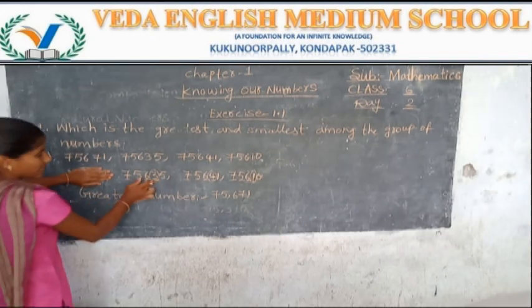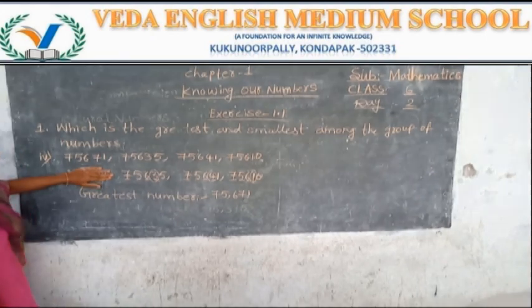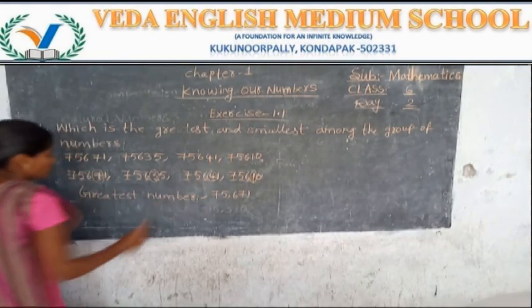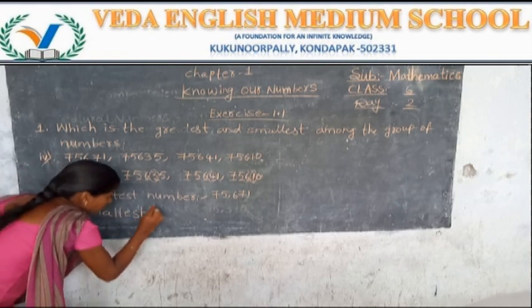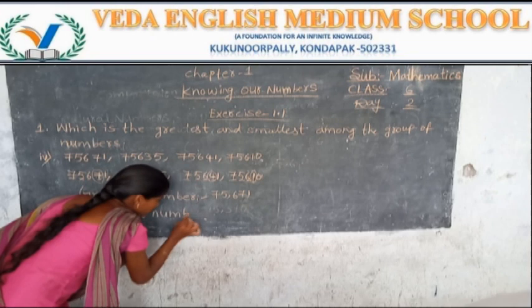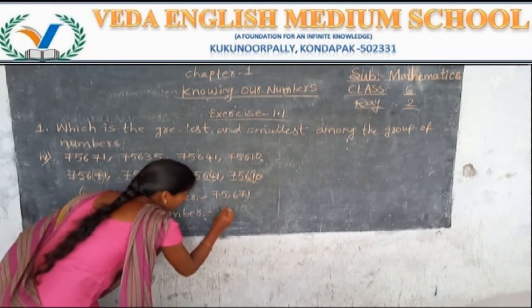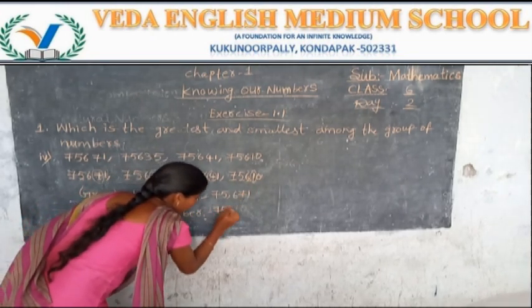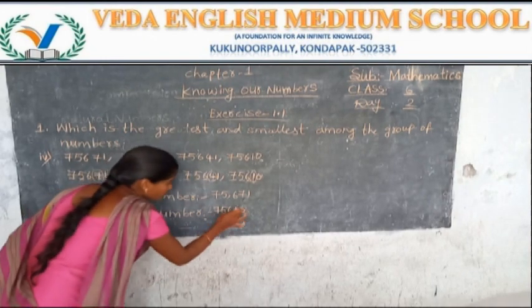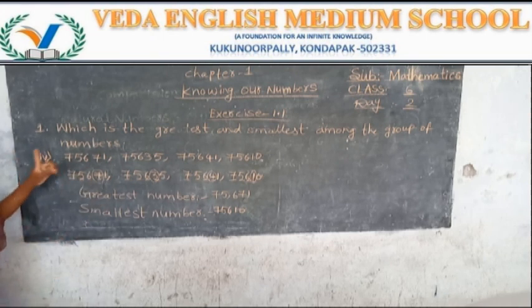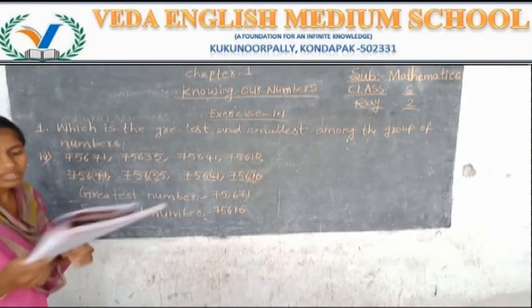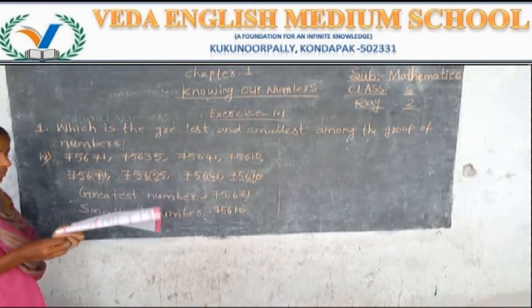Now compare these 3: 3, 4, 1. What is the smallest number, Nana? 1 is the smallest number. So the smallest number is 7, 5, 6, 1, 0. Like this, it is comparison of numbers. You have to compare and find the greatest and the smallest number. In the first bit, the first problem and fourth problem are both completed. The remaining second, third and fifth are your homework. You have to complete that.